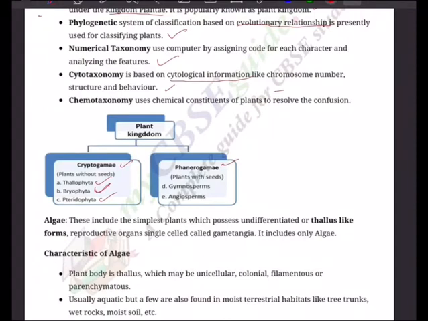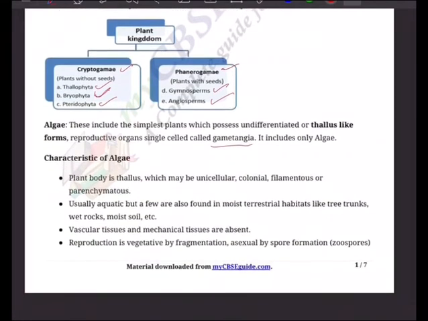Pteridophyta have vascular bundles, xylem and phloem present. And gymnosperms, gymnos means naked, sperm means seed, plants bearing naked seeds, gymnosperms. And angiosperms, of course, flowering plants, plants having flowers. So algae include the simplest plants which possess undifferentiated thallus-like forms. Reproductive organs single-celled, called gametangia. It includes only algae. So first under Thallophyta we are going to talk about algae.